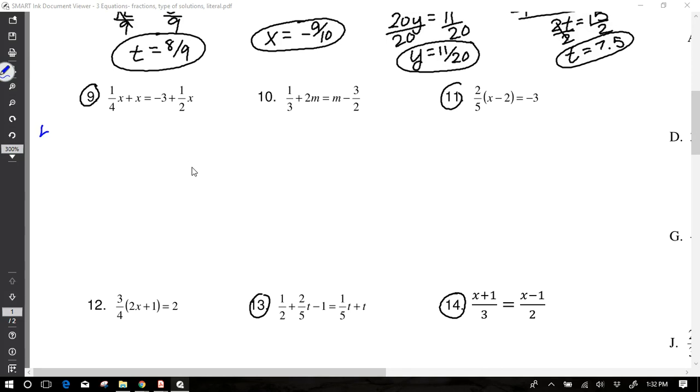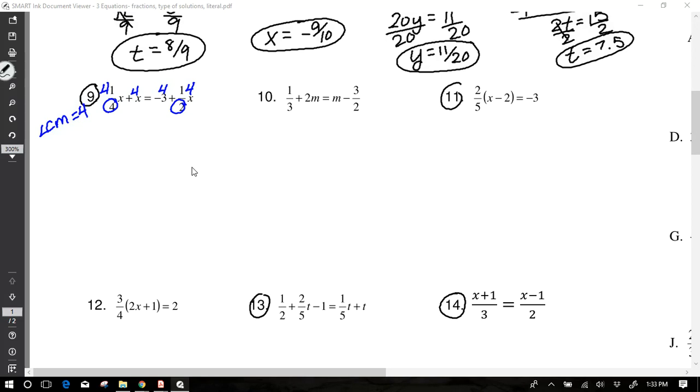So in number 9, my LCM, let's look at my fractions. I have a 2 there and a 4 there. So the LCM will be 4. So I'm going to multiply all 4 of these terms by the number 4. All right. And now I'm ready to simplify.